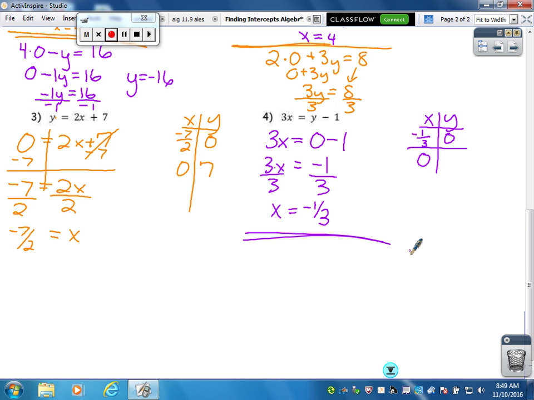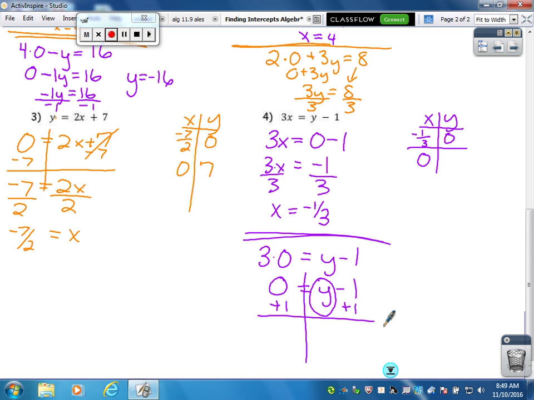Alright, for the y-intercept, reset, go back to our original. Now I want x to be 0. So 3 times 0 equals y minus 1. 3 times 0 is 0, but don't drop off the side of the equation. You still got to do some work here. So I need to get this y by itself. That means I need to add the 1 to the other side. So I've got y is equal to positive 1. So my y-intercept is 1.